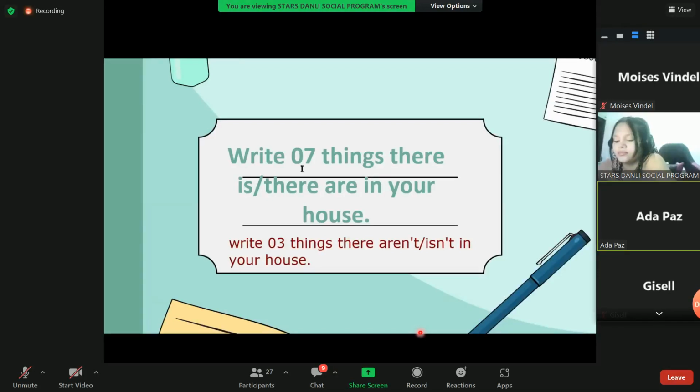There is a boy. There is a washing machine. Washing machine? Yes. Washing machine. Excellent. And let me finish with Delmi. There is a bed. There is a table. There is a closet.